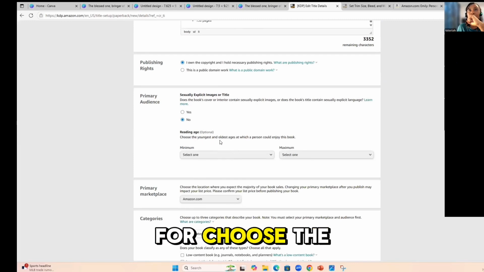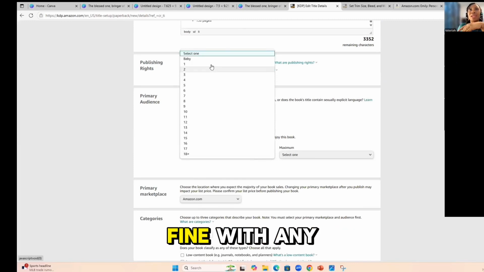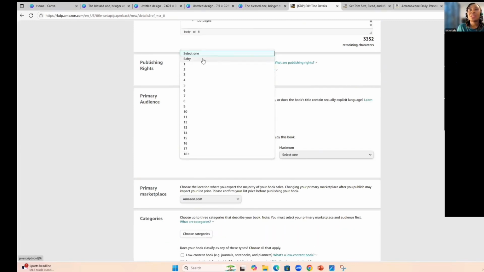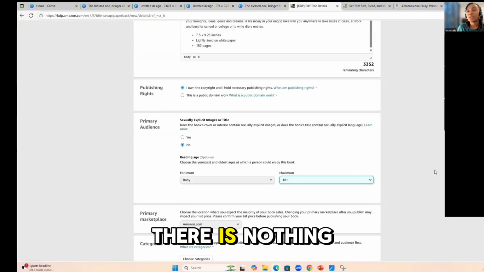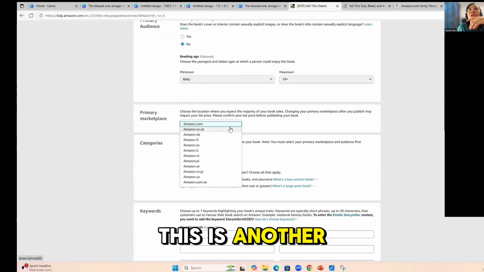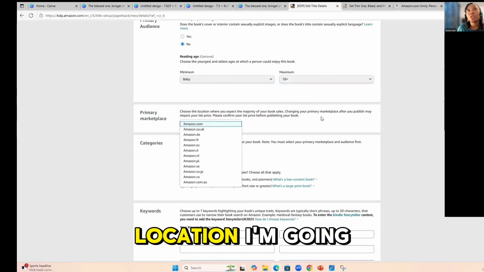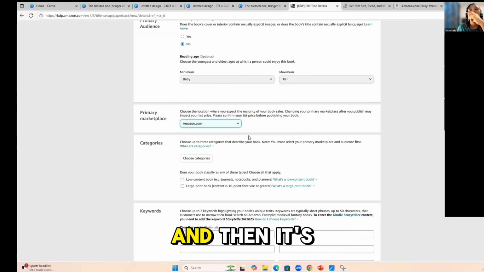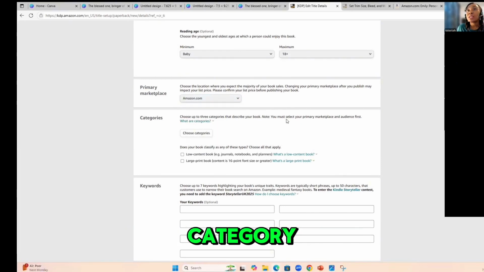Now, it's asking to choose the youngest and oldest ages. I think I'm fine with any age, to be honest. I don't think it's restricted. Any age can use that book. Where do you want to sell it? Now, this is another option. Do you want to sell it on Amazon? It depends on your location. I'm going to go for Amazon.com, and then it's saying that you should choose three categories that describe your book.